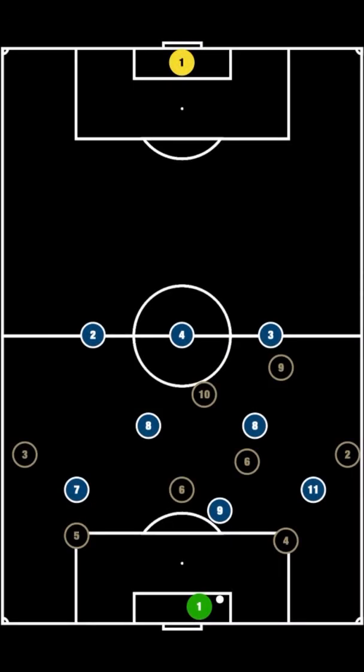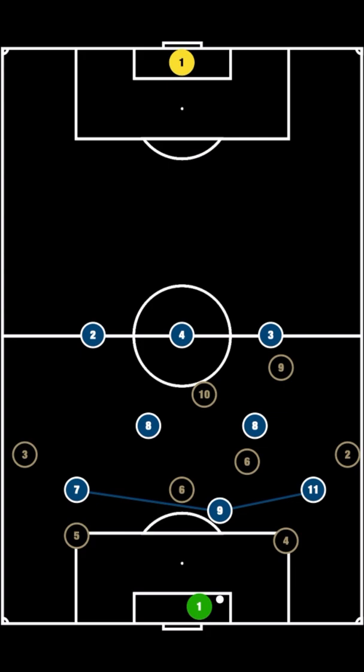So when we talk about lines of pressure, what does that mean? Well, let's take it one at a time. Their 7, 9, and 11, their front three, form their front line of pressure. So we need to be able to break this line and get ahead of the line with the ball. How do we do that? Well, we want to create numerical advantages. So we want to have more players than them.